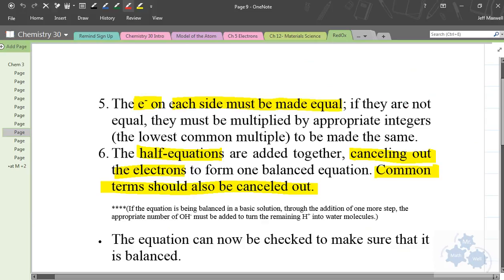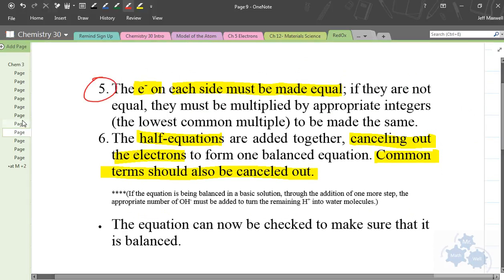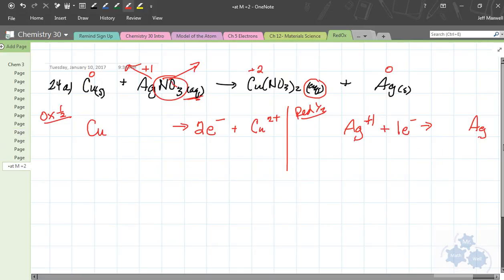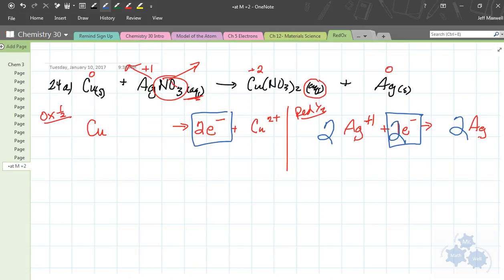Number 5. Okay, so this is where we're talking about both halves. The electrons need to be made equal. So we've run through the first 4 steps, and each of these are balanced now. So the oxidation half is balanced according to atoms. It's balanced according to charges. Okay, so charges are balanced, and atoms are balanced over here as well. What step 5 says is that the electrons have to be the same for both halves. So here we have 2 electrons, and here we have 1 electron. So what we need to do is to multiply everything by 2 over here on this equation to make sure that the electrons are equal.